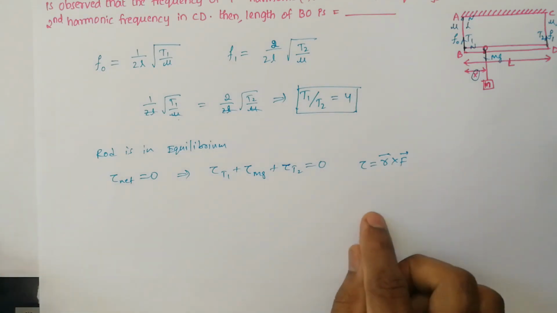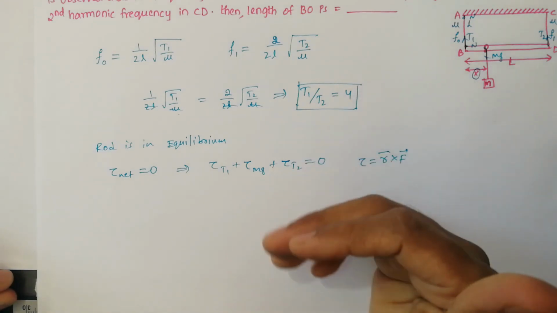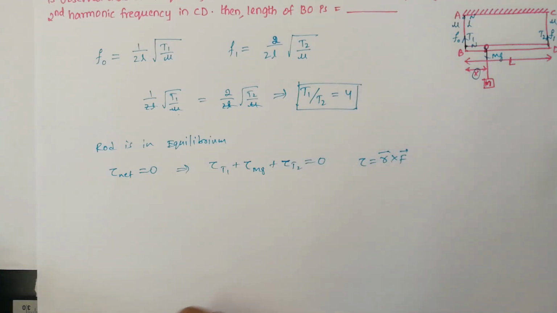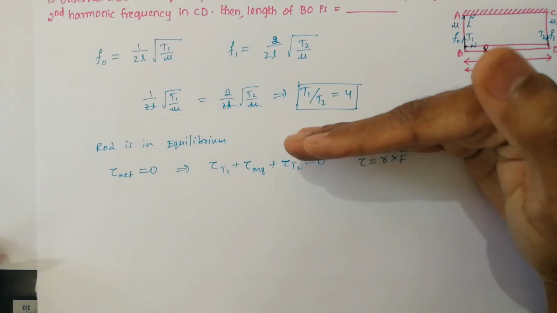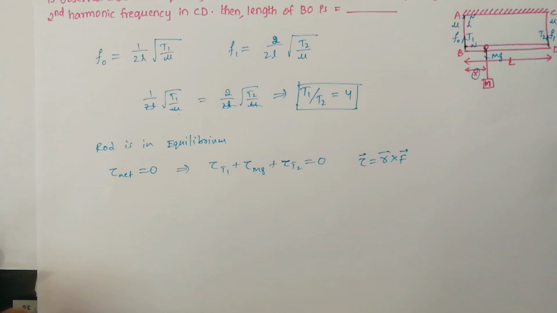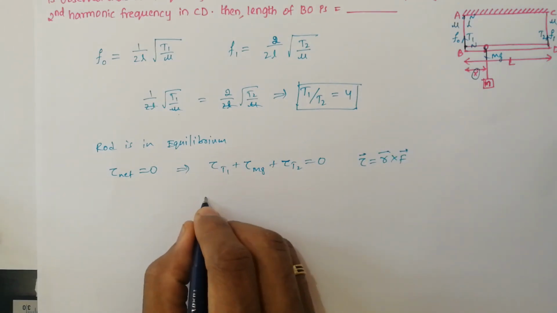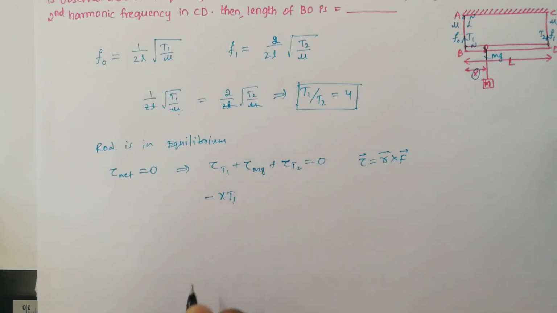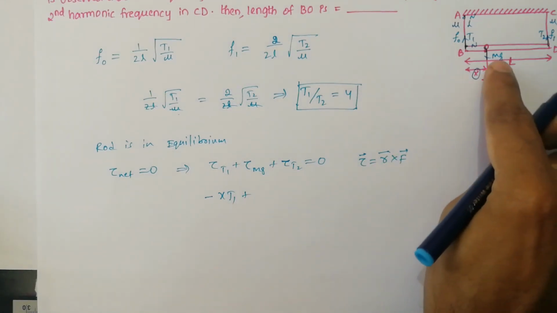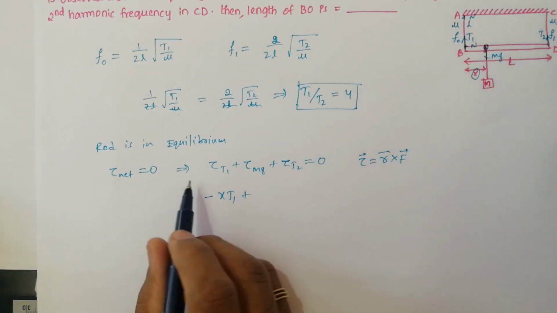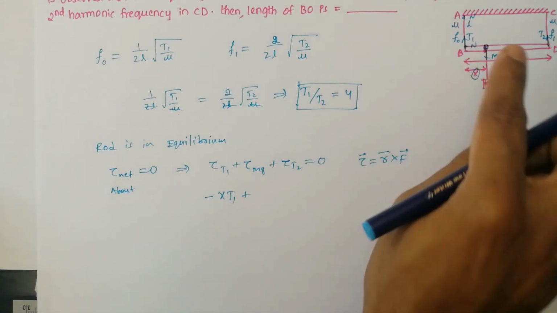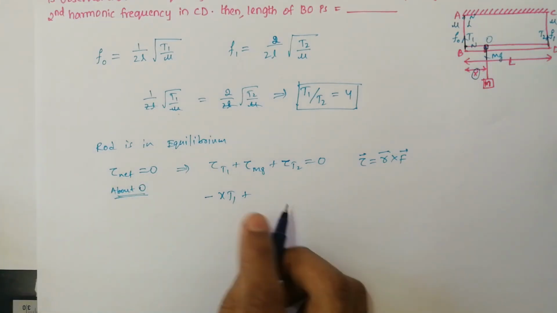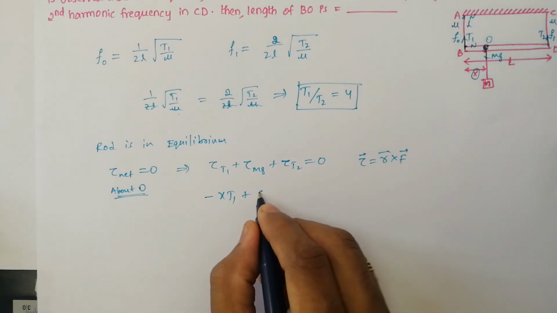Cross product: how do we find its direction? First point your fingers in the direction of R bar, then curl them in the direction of F bar, and the thumb shows the direction of the torque. Now the torque due to T1: R cross F, it should rotate like this, so it will be into the plane of the board. Let us take out of the plane as positive, so into the plane will be negative, so minus x into T1 plus, next, the torque due to mg. Net torque is 0 about any point, but I am taking it about O, and as we are writing about this point, R bar is 0, so the torque will be 0.